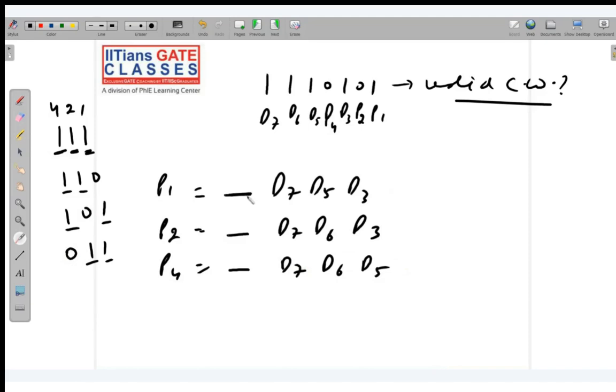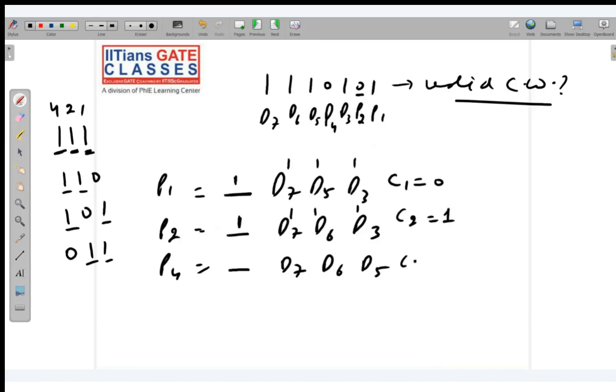Now it is very easy. 7, 1; 5, 1; 3, 1. So it should be 1. What about P1? P1 is 1. So C1 is 0. D7 is 1, D6 is 1, D3 is 1. Is it okay? Yeah. And what should it be? It should be 1. C2 is what? P2 should be 1, calculated is 1, and here we have 0. So it will be 1.